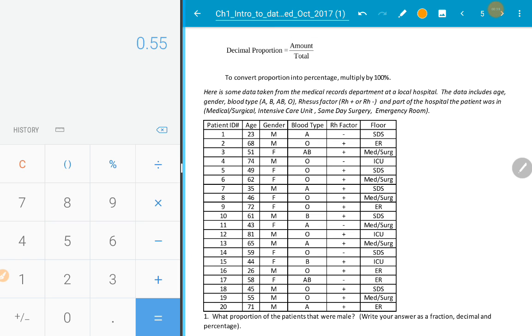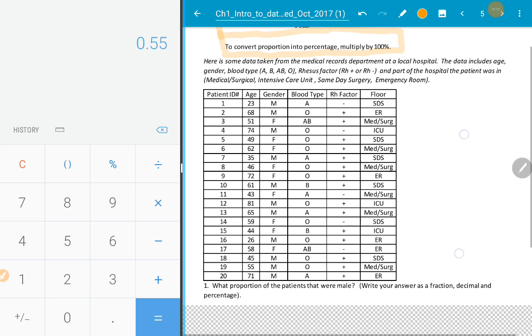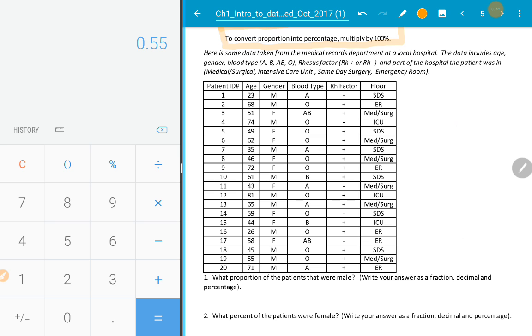So this is our reminder of what a decimal proportion looks like. It's amount divided by total, and how to convert that fraction to a decimal and then to a percent. And here's our data taken from a medical records department at a local hospital. The data includes age, gender, blood type, RH factor, and what part of the hospital the patient was in. So now let's look at our questions. We're just going to use this table to crunch some numbers.